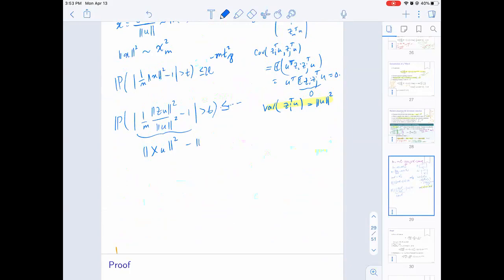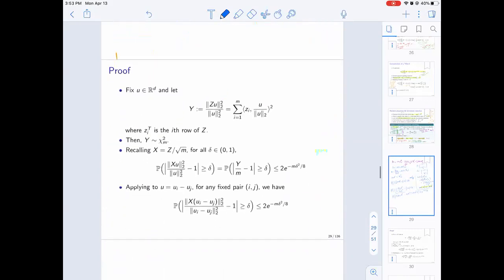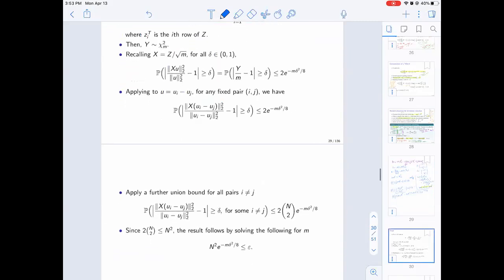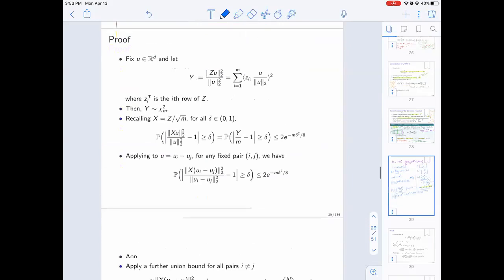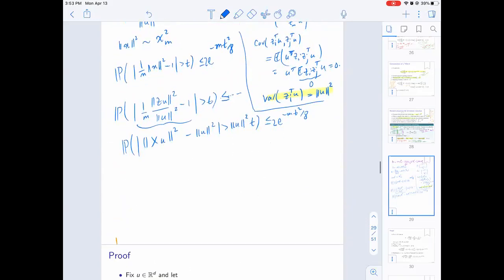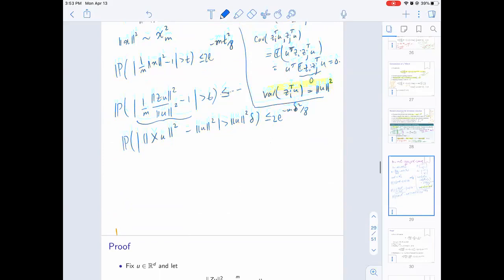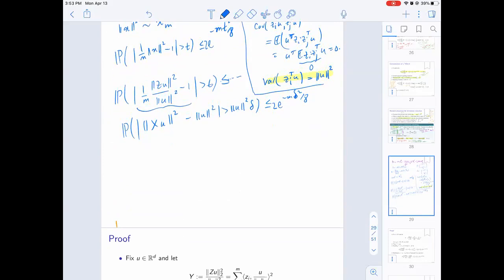So I get minus norm u squared t. That's not equal to, right. Yes. So we're almost done. I guess this is what I have here. I could have left it there. So put a delta here. Delta, same idea. This holds for any u, with a similar norm constraint.